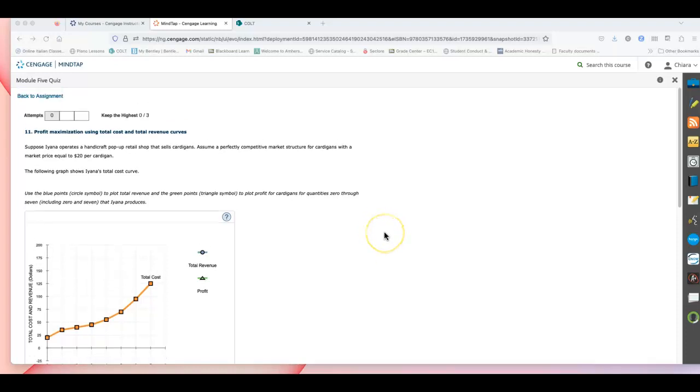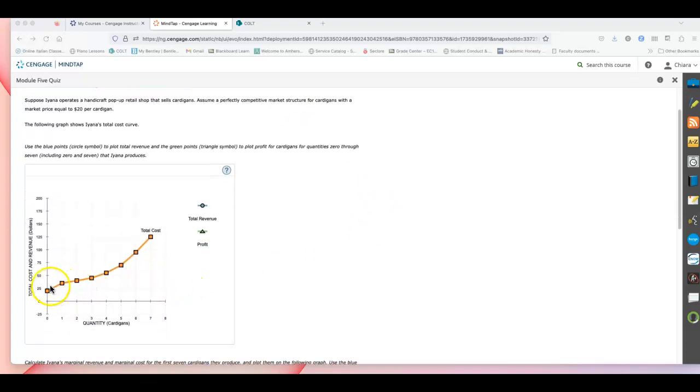This is for microeconomics. I'm going to go over the solution of question 11 for Module 5 quiz. This question is about profit maximization using the total cost and the total revenue curves. How do we know when profit is maximized, right? We need to figure out our marginal revenue, our marginal cost by using our total cost and total revenue curves.